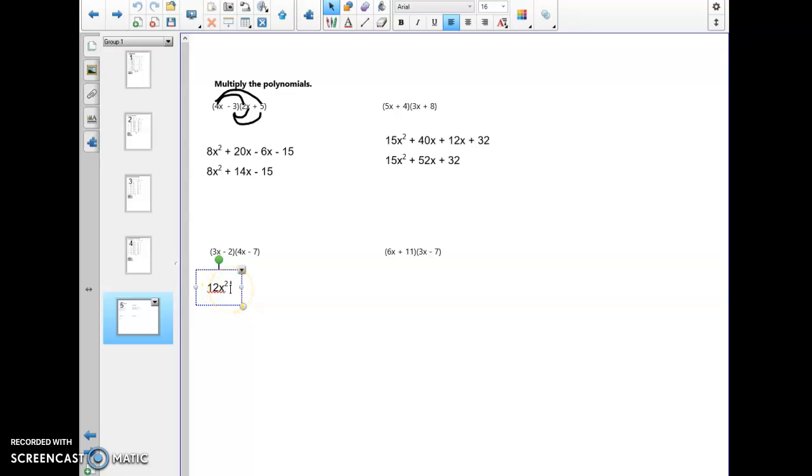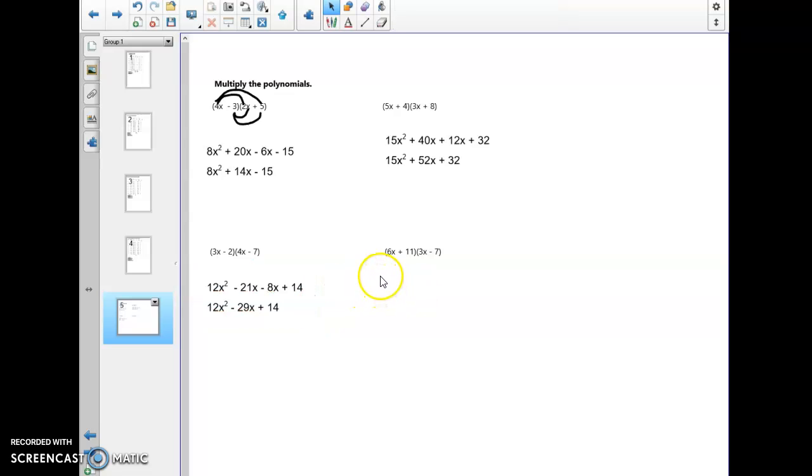Down here it becomes 3x times 4x, 12x squared. And then 3x times negative 7x minus 21x. Negative 2 times 4x is minus 8x. Negative 2 times negative 7 is a plus 14. And combine your middle term. 12x squared minus 29x plus 14 is my answer.